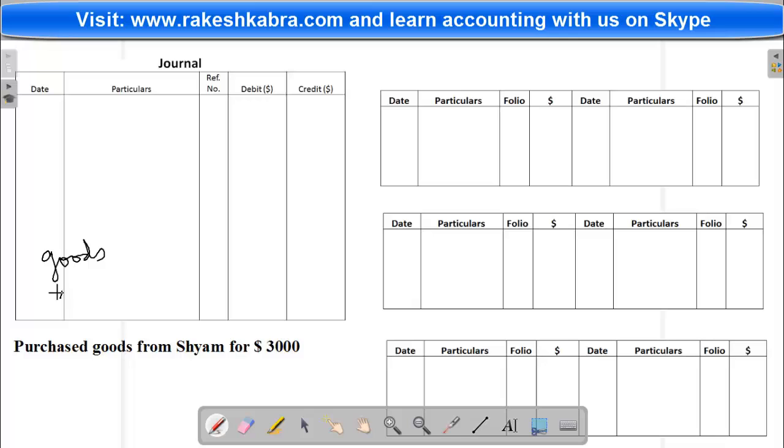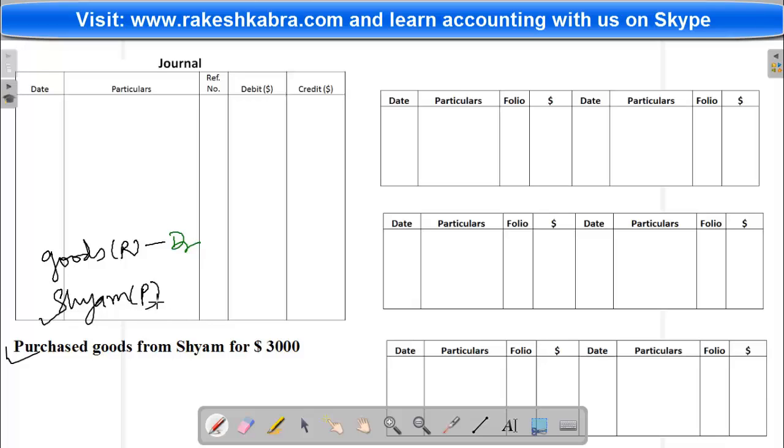And who is the giver of these goods? Shyam. Shyam is the name of the supplier. Because we purchased goods on credit basis, we have to remember the name of the supplier, because later on we have to pay money to him. Is that clear? That's why we need to record his name. Now we have to identify their category. Goods belong to the real category, and Shyam is a personal account. What is the rule of a real account? Debit what comes in, credit what goes out. As we purchased the goods, goods are coming into the business, so debit what comes in.